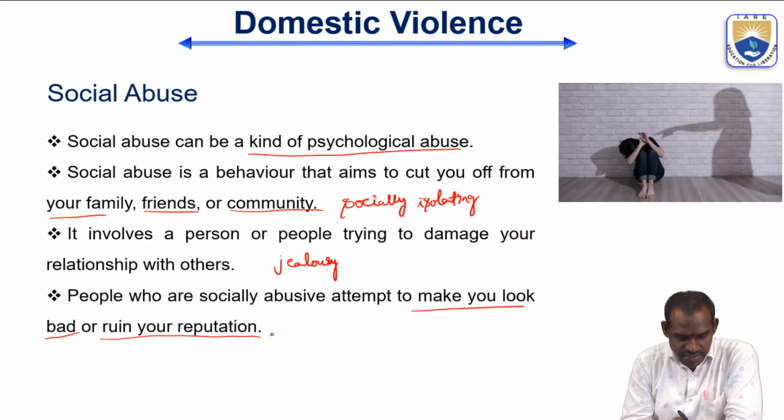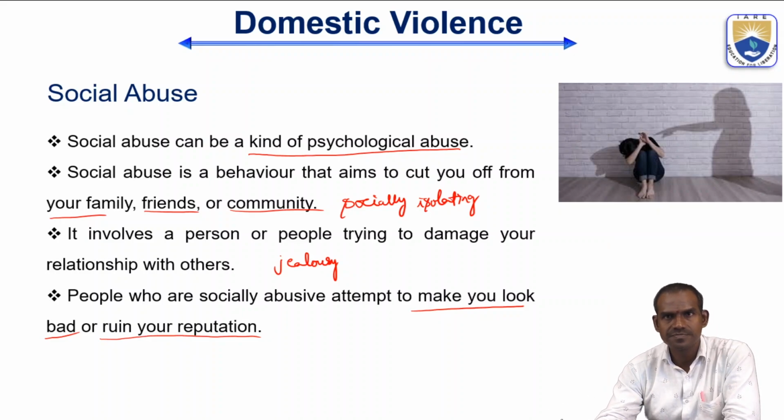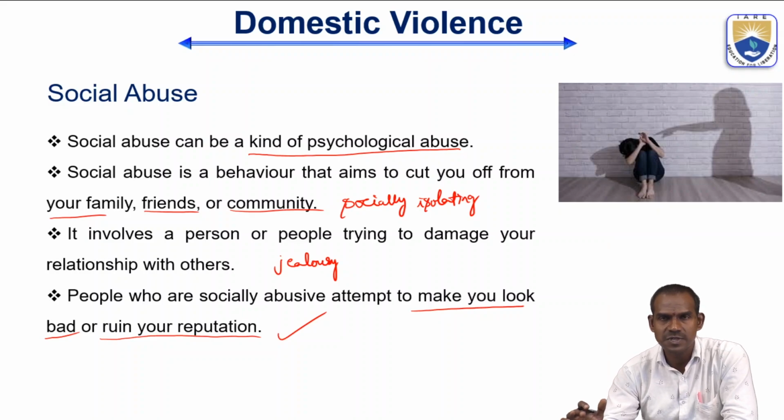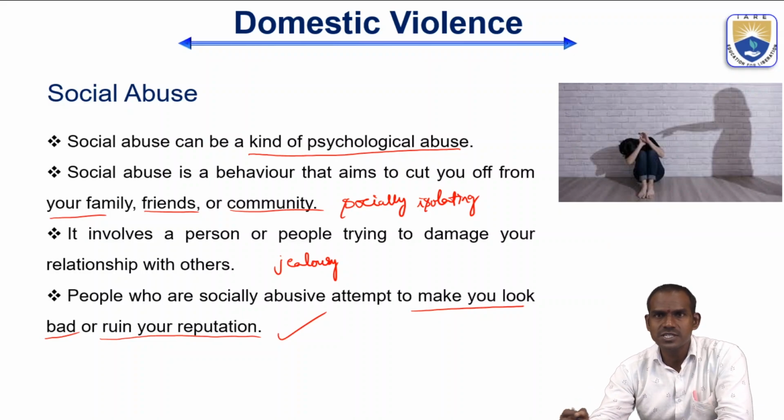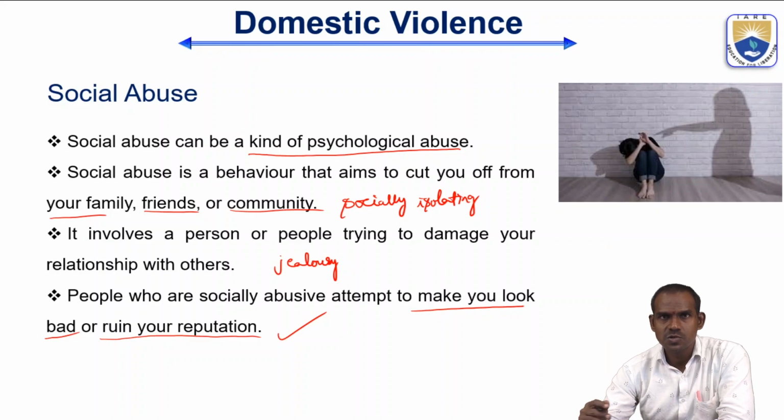They try to ruin your reputation. That is the final aim of that less mature person, and this is considered social abuse. This is a very dangerous form of domestic violence, because in this case the person cannot go anywhere with his dignity. He will be out of the society completely. One must have enough maturity to understand all these things and behave accordingly in the society.